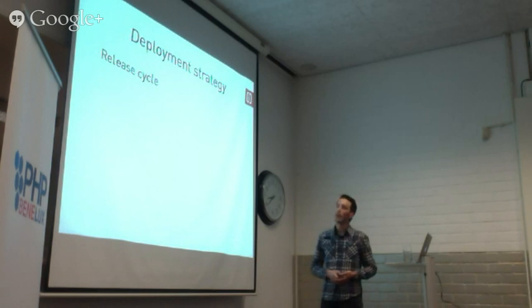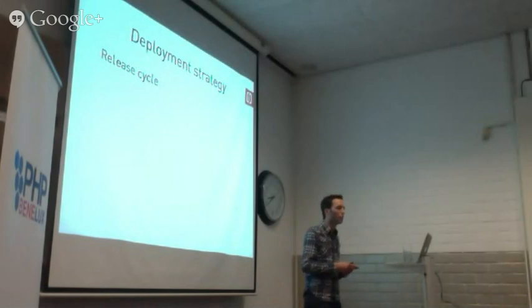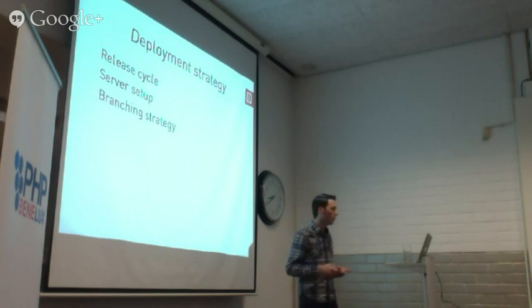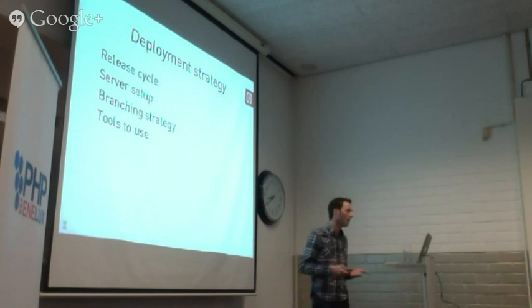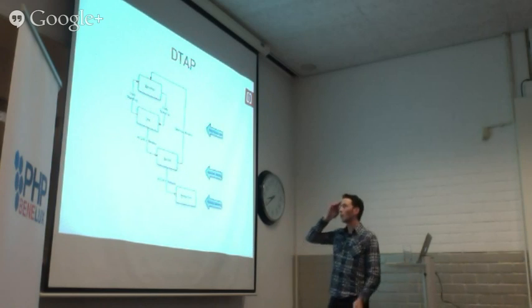So, when you're thinking about your strategy, you need to think about your release cycle. For some projects, once a week is enough, some want just once a month, some want several times a day. So you need to think about that. You need to think about your server setup, your branching strategy, if you use a versioning system, of course. And you need to think about the tools to use. And for that, well, Dan already showed it. This is a quite typical setup.